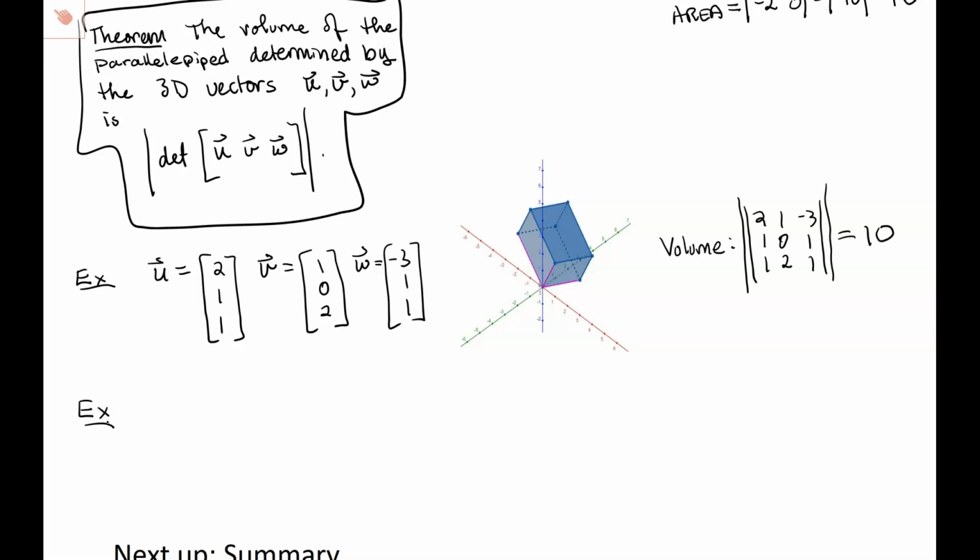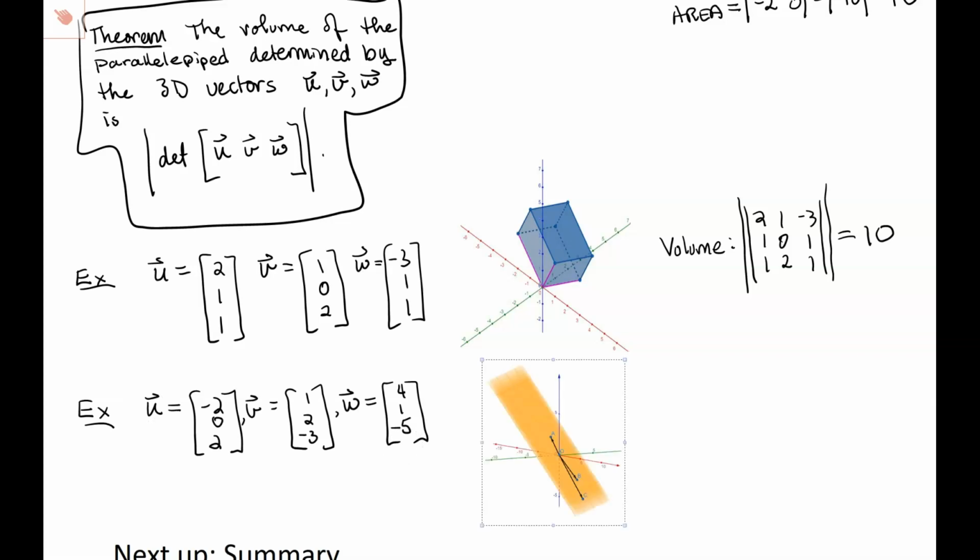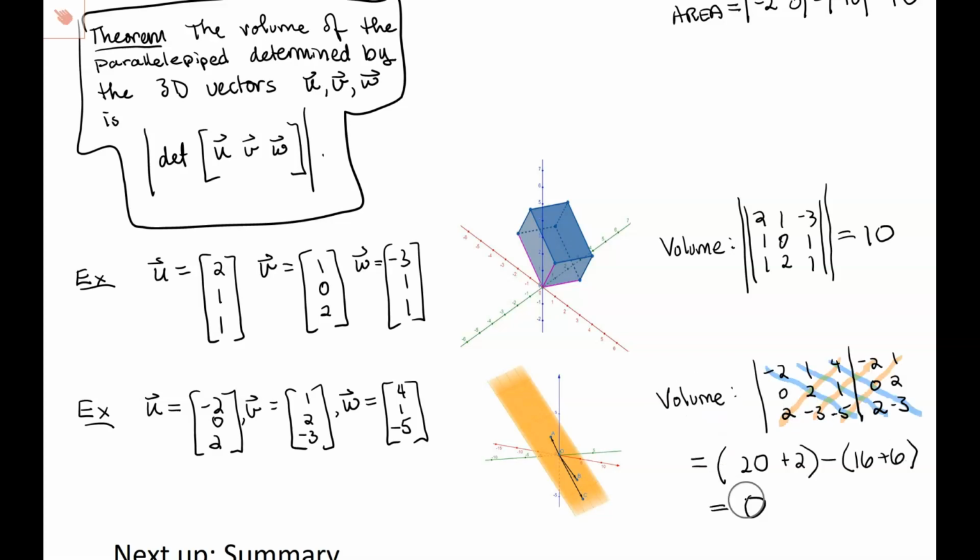So this time let's look at these 3 vectors. And the picture of these 3 vectors looks like this. These 3 vectors all lie on the same plane. So the volume of the parallelepiped that they determine should be 0 because there really is no parallelepiped. It's just flat. Let's check to see what happens with the determinant if we do actually get 0. Yep, we do. So when the 3 vectors are coplanar, the determinant will be 0.